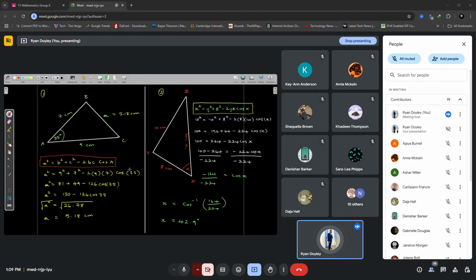If we don't have any questions, we'll move on to area of a triangle or non-right angle.